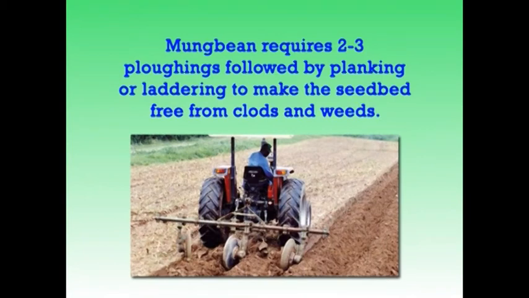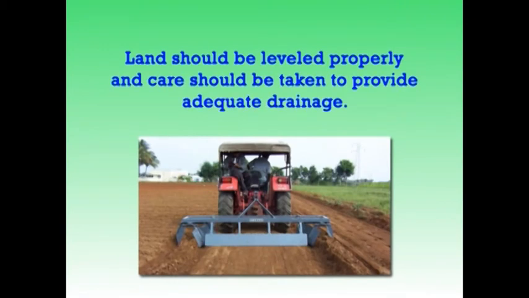Next, we will see about the land preparation of Mungbean. Mungbean requires 2 to 3 plowing followed by planking or levelling to make the seedbed free from clods and weeds. Land should be leveled properly and care should be taken to provide adequate drainage. As they are mainly grown as a subsidiary crop, it receives the land preparation which was done for the main crop. They can also be established with minimum tillage just by opening the furrows between the stubbles of the previous crop.